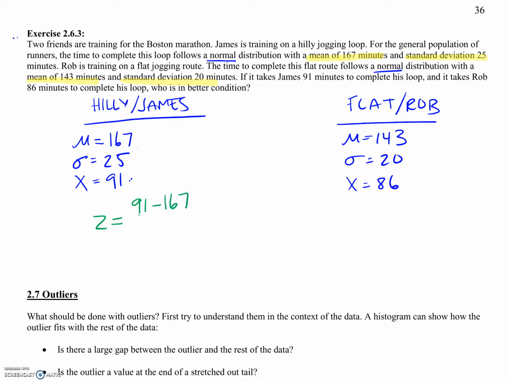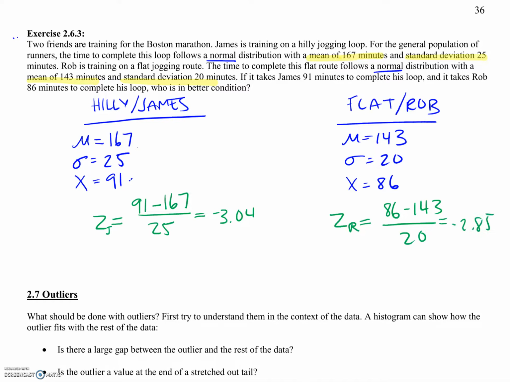Observation minus the mean divided by the standard deviation. And for the observation, if you want, you can use a little subscript for James and a little subscript for Rob. I do not care. If you don't like that, you don't need it. We're just going to go ahead and calculate both of those. So it looks like for James, we've got a z-score of negative 3.04. And for Rob, we have a z-score of negative 2.85.